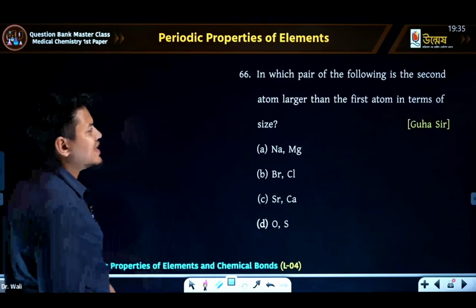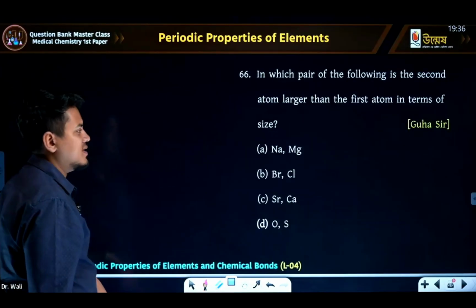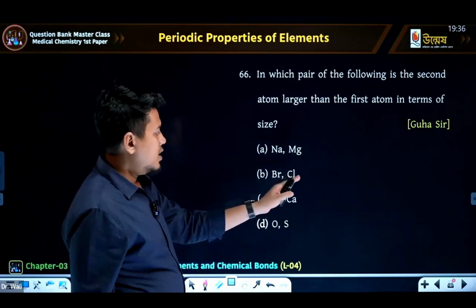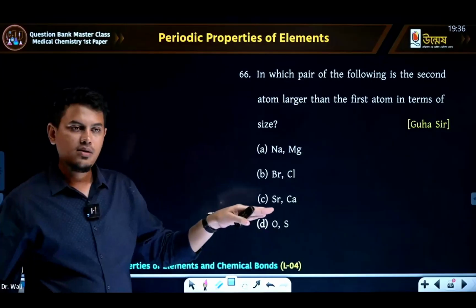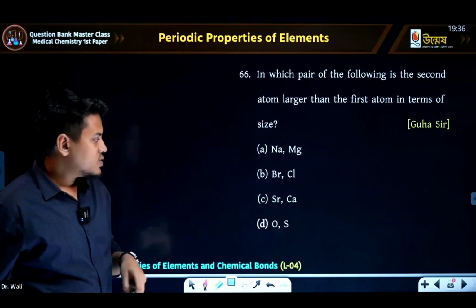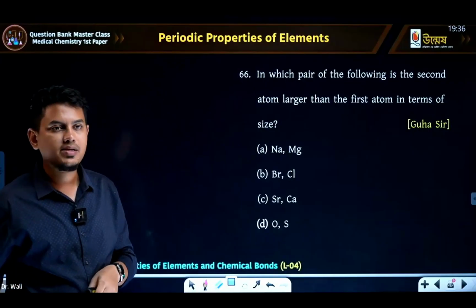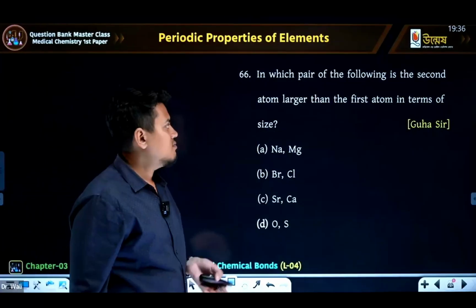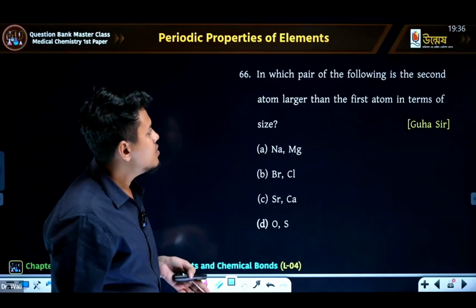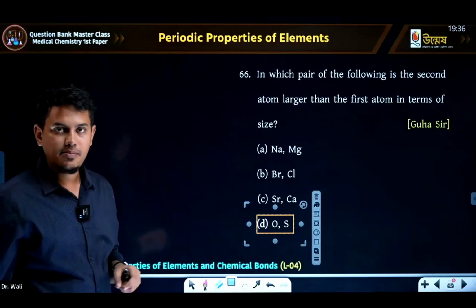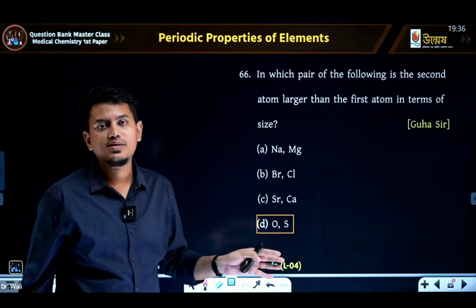In which pair of the following is the second atom larger than the first atom in terms of size? Okay, sodium, magnesium are in the same period, but magnesium is smaller than sodium. Bromine, chlorine are not in the same period, but in a group. But chlorine stays upper than bromine, so chlorine should be smaller than bromine. Strontium, calcium are in a group, but calcium stays in the upper position than strontium, so calcium should be smaller, not larger. Lastly, oxygen and sulfur. Yes, this one is correct because oxygen is the preceding one, so oxygen will be smaller than sulfur.